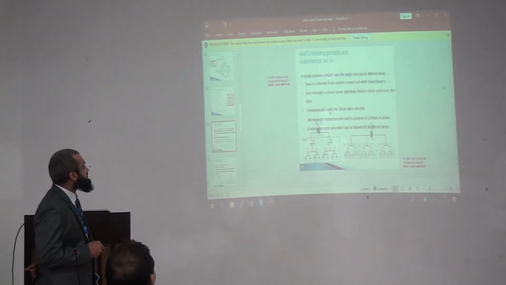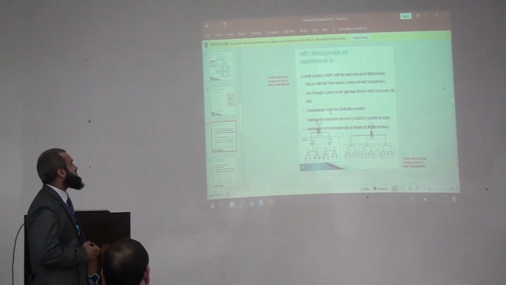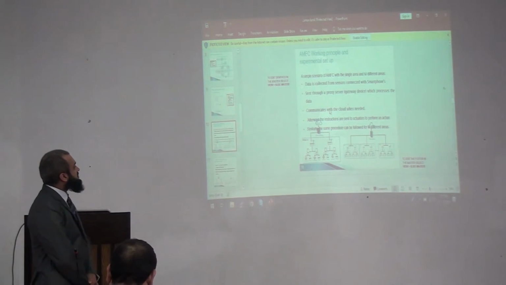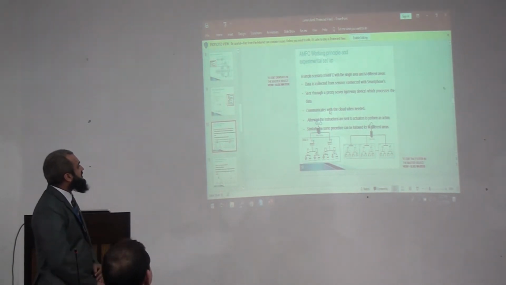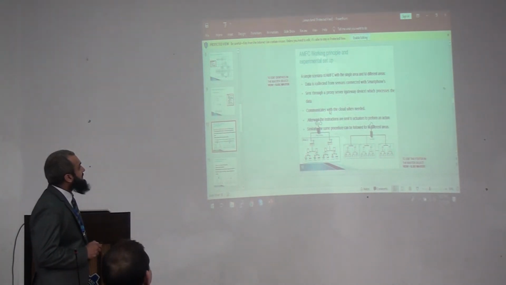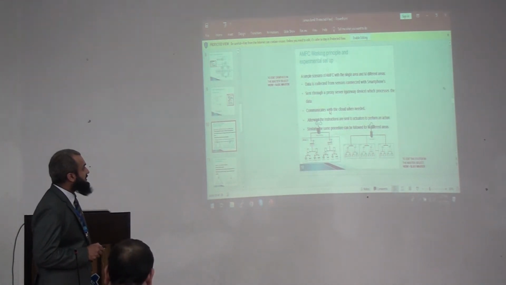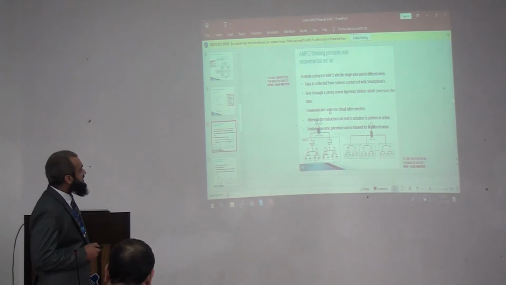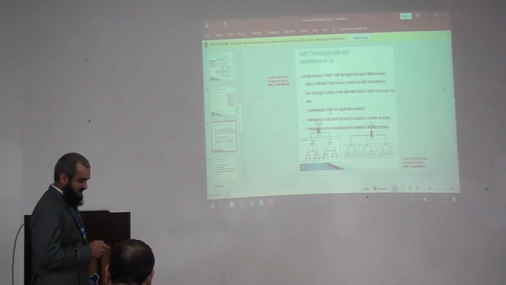So I will discuss the experimental setup here. We are using our Android phone here, and we are using wireless devices. So this is a simple scenario. In this case, I am discussing a single area with m different areas, and the data is collected from the sensors and sent to a proxy server to the cloud. It can be a fog or the cloud, and the instructions are sent to perform the action.